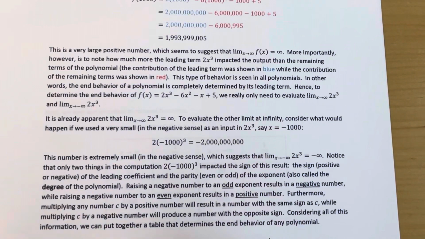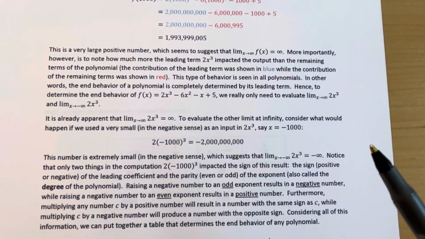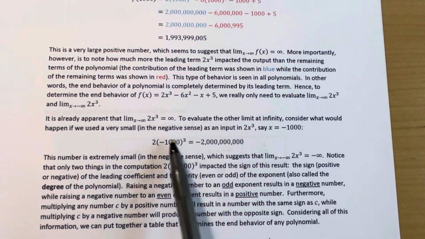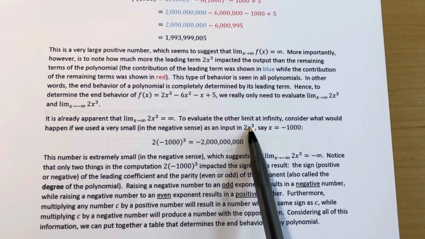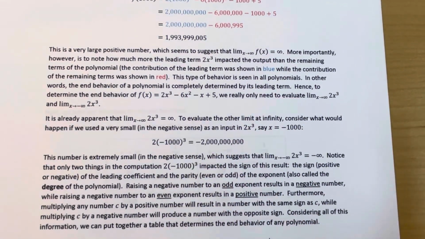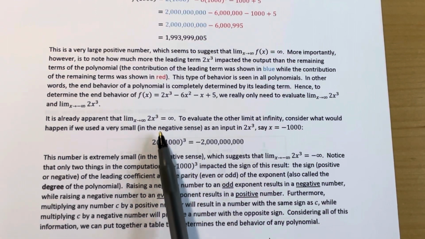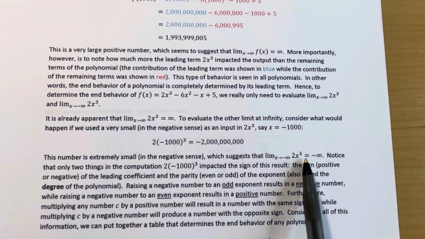Well, I could follow a similar method and just try plugging in a very small number in the negative sense, say negative 1,000. If I plug a negative 1,000 into this term, I get negative 2 billion. So very, very small number in the negative sense. This suggests to me that the limit as x goes to negative infinity, right here, of 2x cubed is probably negative infinity. It's probably going to keep getting smaller and smaller without slowing down or stopping.